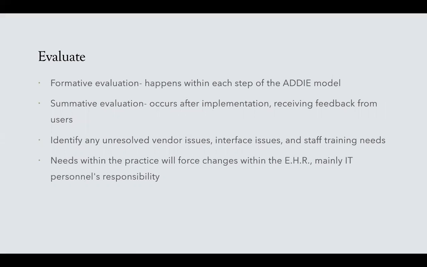The last phase of the ADDIE model is the evaluation phase, and there are two different evaluations. One is formative evaluation, which happens within each step of the ADDIE model. So that's constant evaluation of your plan, making sure that each step is happening smoothly before moving on to the next one. And then the summative evaluation occurs after the implementation phase, and you're receiving feedback mostly from the users of the plan that was implemented.